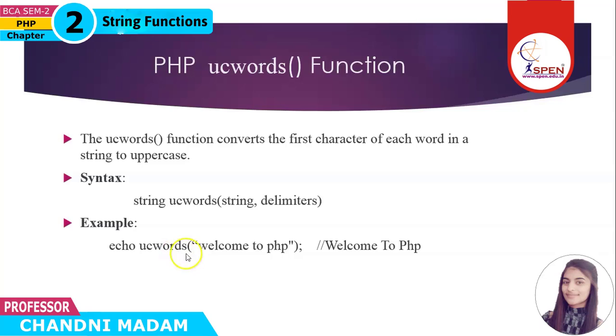Here is an example. ucwords is passed one string, welcome to PHP. So this function converts each word into a capital. Here W is converted to capital, T is small, so it is converted to upper. Here in PHP, P is small, so it converted P to capital. So it converted the first character of each word into a capital letter.